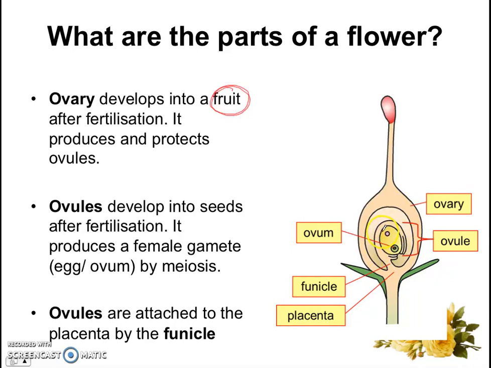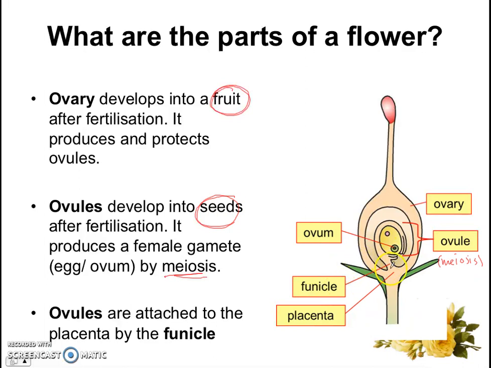So here's the ovule. Now, the ovule is the part of the flower that eventually develops into the seed of a fruit after fertilization. And it's also inside the ovule where the female gamete is produced. And the female gamete is produced, again, through meiosis. So here is where meiosis occurs. So the ovule is where meiosis occurs to produce the female gamete.